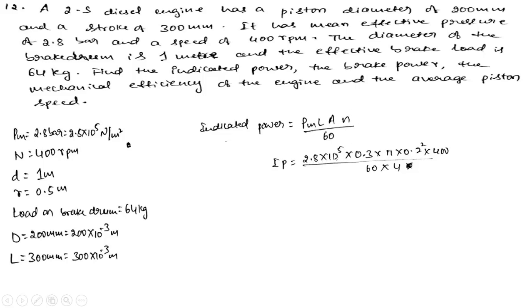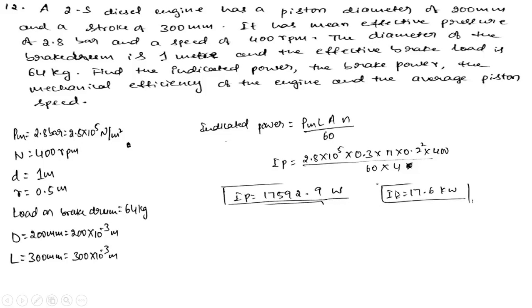Pm is 2.8 into 10 power 5, L is 0.3, area is pi d square by 4, with d equal to 0.2, so 0.2 square divided by 4, into N, which is 400, and in the denominator is 60. You will get that IP as 17,592.9 watts, or in terms of kilowatt it will be 17.6 kilowatts.